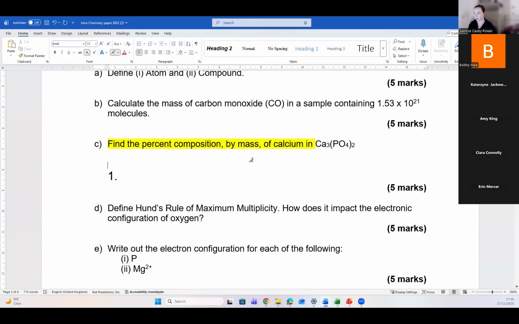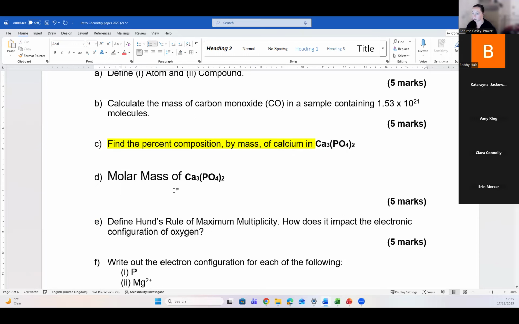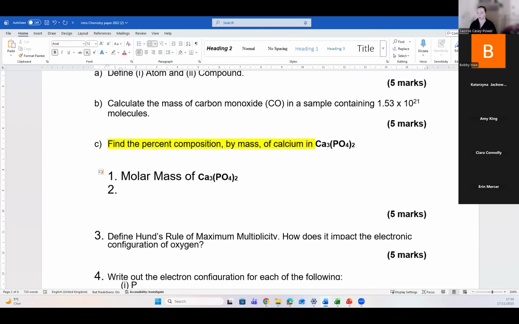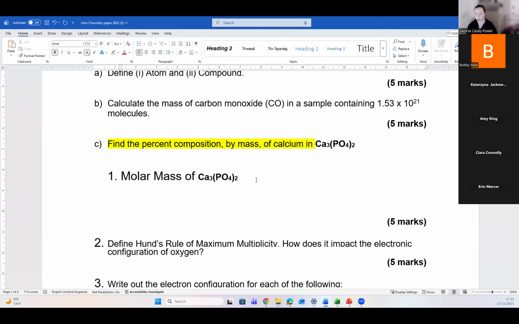Sorry, no, let's get off this. Okay, so in terms of what we're working with here, we're working with Ca3(PO4)2. So the very first thing you should be thinking is, I need to calculate the molar mass of that. Okay. Sorry guys, the formatting is driving me demented here at the minute. Okay, so your molar mass of Ca3(PO4)2.